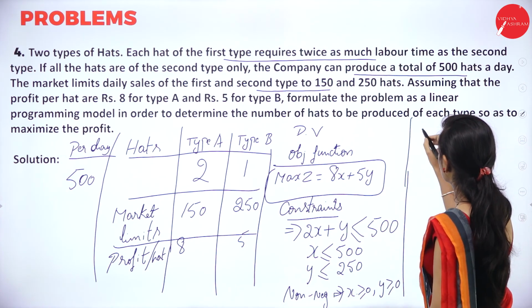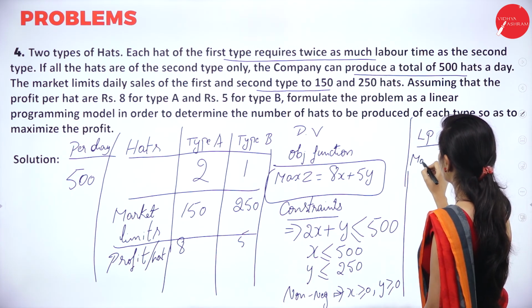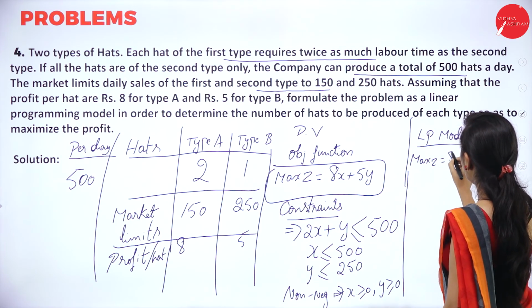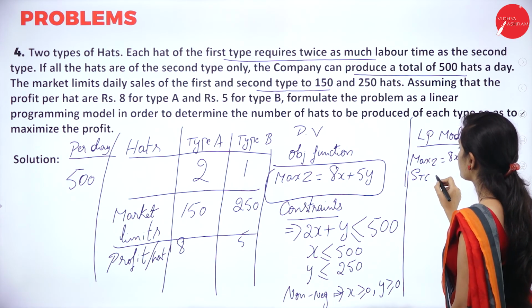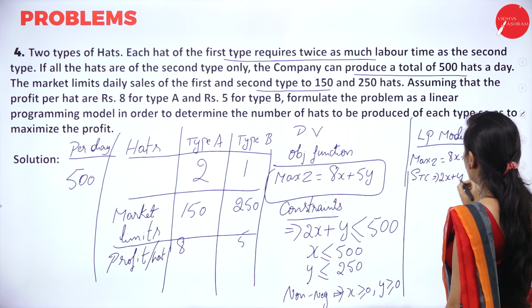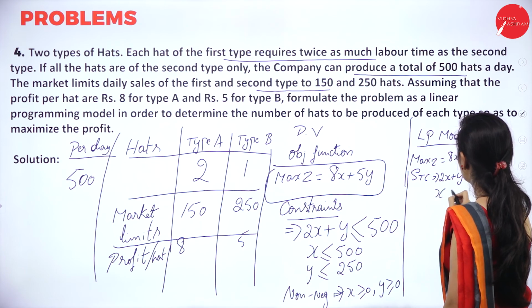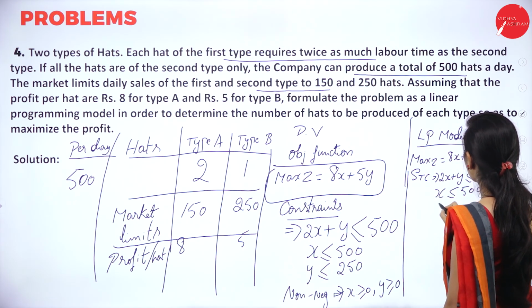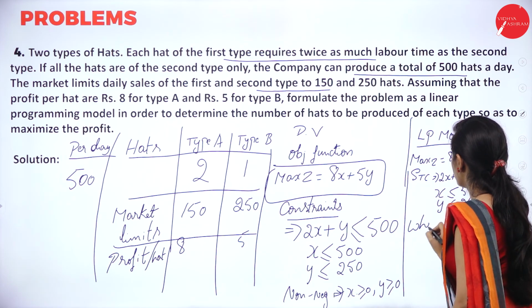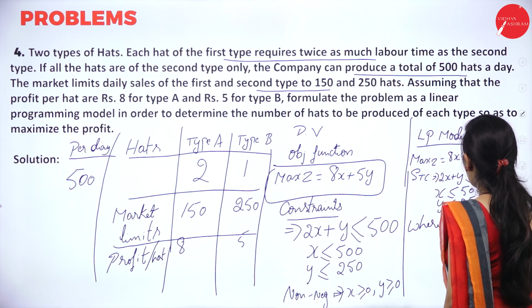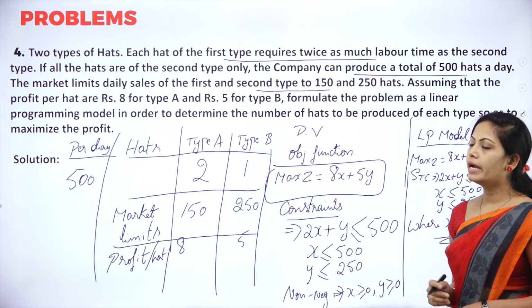So finally, you have to construct the LP model. The LP model is max Z is equal to 8x plus 5y, subject to constraints 2x plus y less than or equal to 500, x less than or equal to 150 and y less than or equal to 250, where x comma y greater than or equal to 0. It is the non-negativity restriction. So this is your LP model.